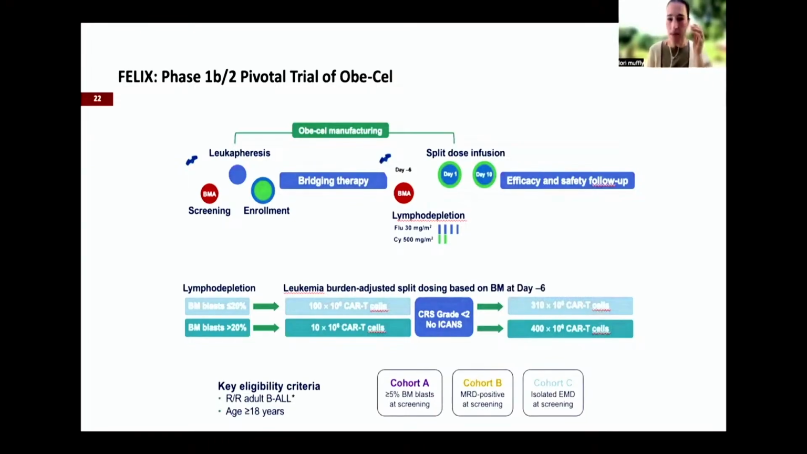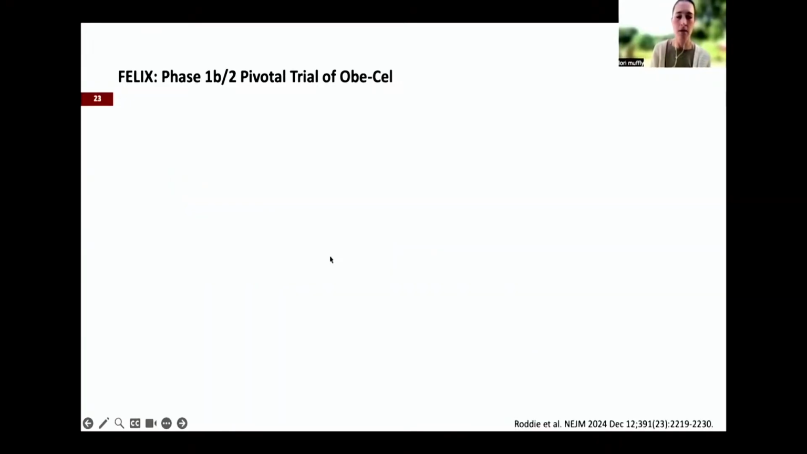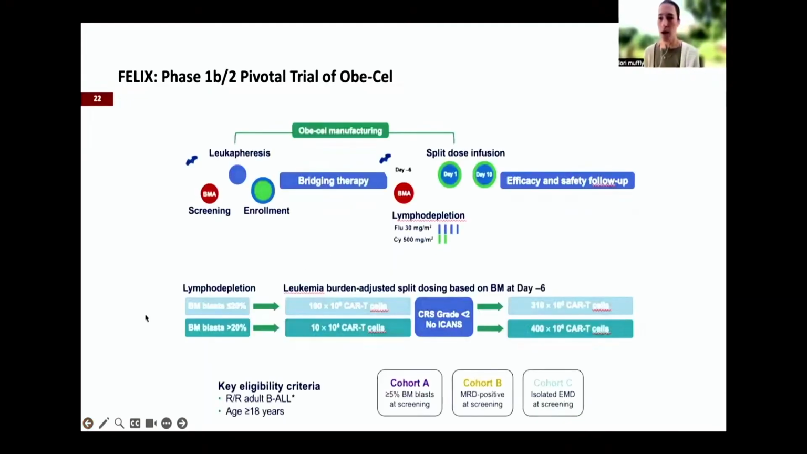And you can see on the bottom that the dosing schema was based on disease burden. The disease burden had a cut point at 20%. So for patients who had less than 20% bone marrow blasts at lymphodepletion, the first dose of CAR was 100 times 10 to the 6, and the second dose at day 10 was 310. Whereas for patients with higher disease burden of greater than 20%, the first dose was a very small dose of CAR, 10 times 10 to the 6, and the second dose was 400.